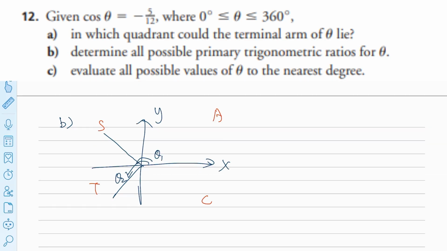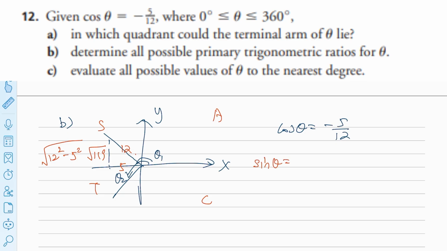So for question B, once we have one ratio, we can find all the other ratios by making a right angle triangle on the graph. And based on the given cosine, the adjacent is 5 and the hypotenuse is 12. Now we can use the Pythagorean theorem to calculate the opposite side, which will be square root 119.